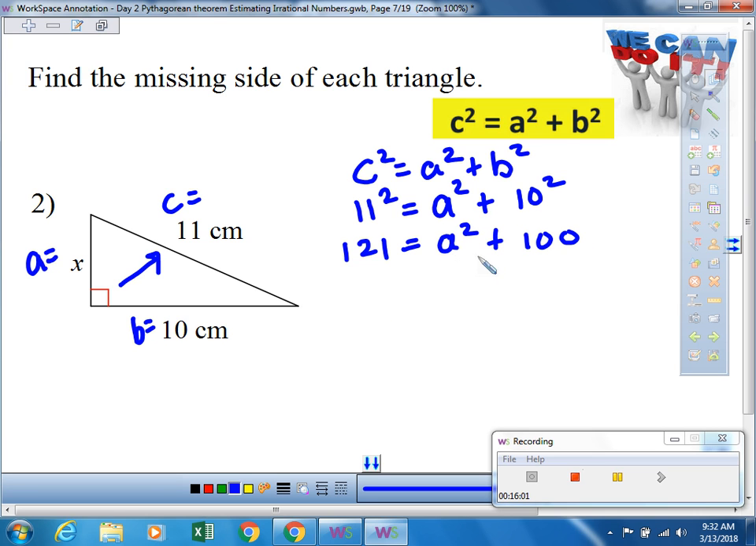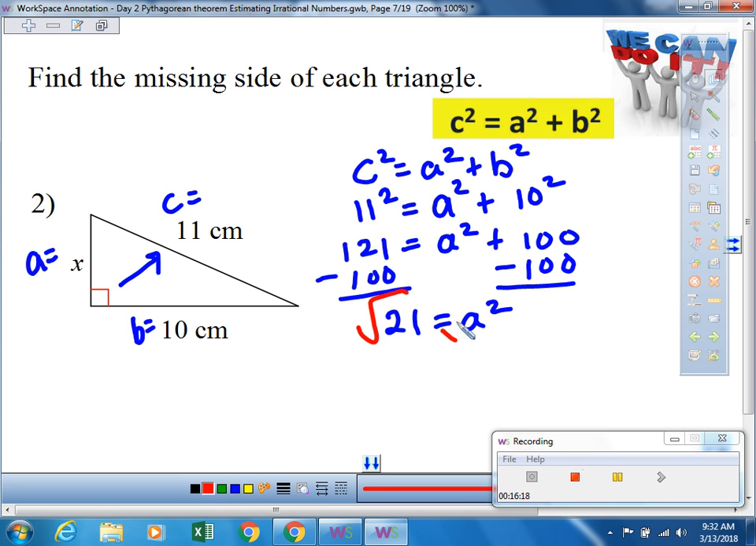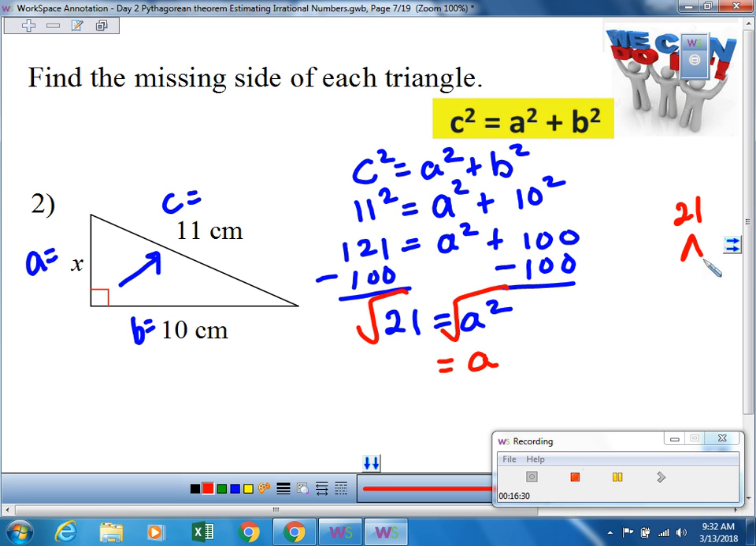Okay, how do you solve for A squared? Subtract 100. So 21 equals A squared. So now I'm going to take the square root of both sides. Square root of A squared is A. What's the square root of 21? Well, let's look. Here's 21. What times what is 21? 7 and 3. Well, they're both prime and they're not perfect squares. So it would just remain the square root of 21.